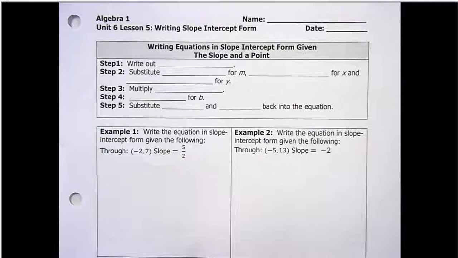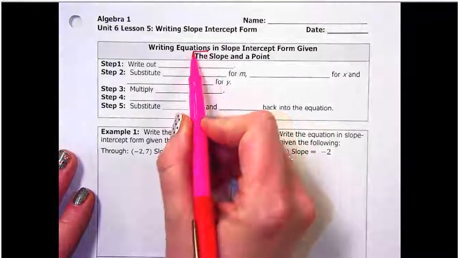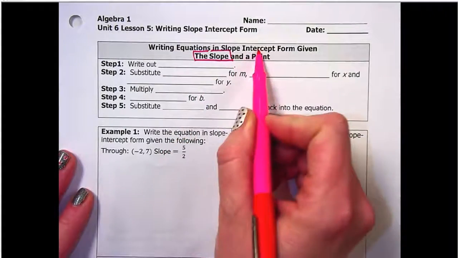This is Unit 6, Lesson 5 for Algebra 1, writing equations in slope-intercept form. And we're not just going to write equations in slope-intercept form, but there are going to be two different cases of how we're going to write those. The first one is we're going to be given the slope and a point.